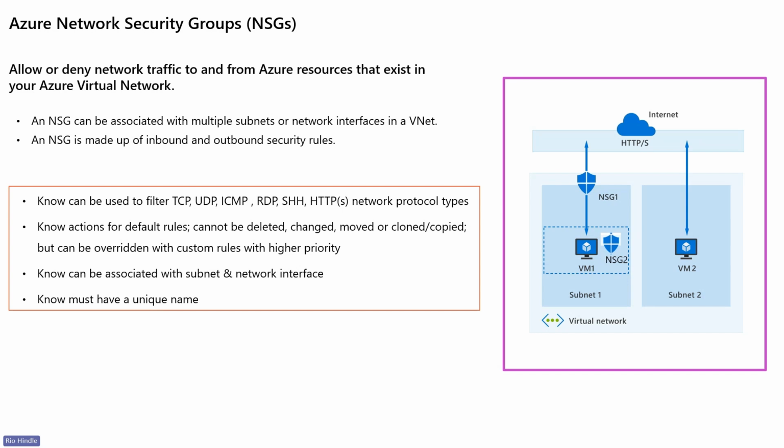However, you can create your own custom rules, and you can set those for the higher priority, and they take over basically. So once we've created these rules, then they can be associated with either the subnet or the network interface layer, and that gives us that defense in depth method basically.